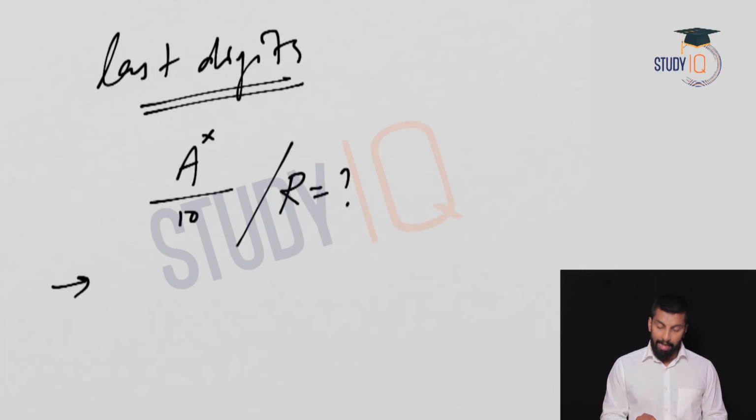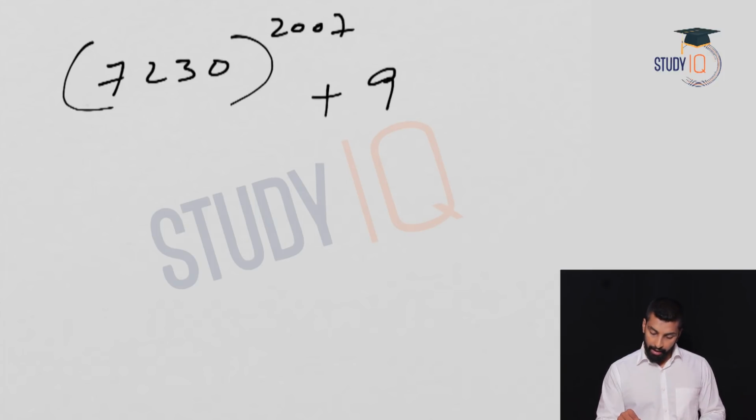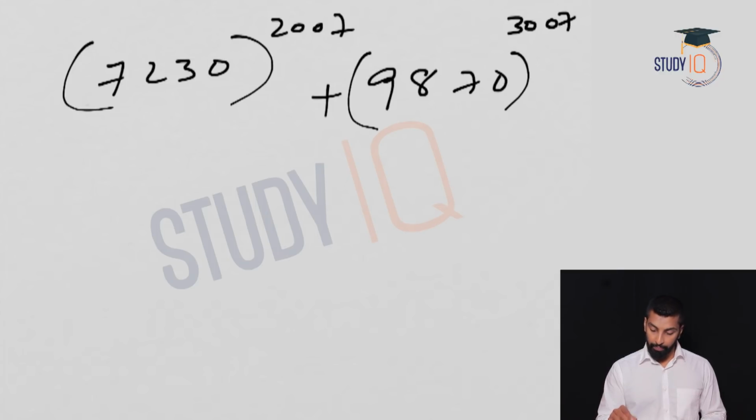Or they can ask this question in a different way also. What is the rightmost non-zero integer or last non-zero integer? Okay, non-zero integer. I give you a question like this: 7230 raised to 2007 plus 9870 raised to 3007. So I'll ask you, what is the last non-zero integer? Okay, so that is a question. So how will you solve it?